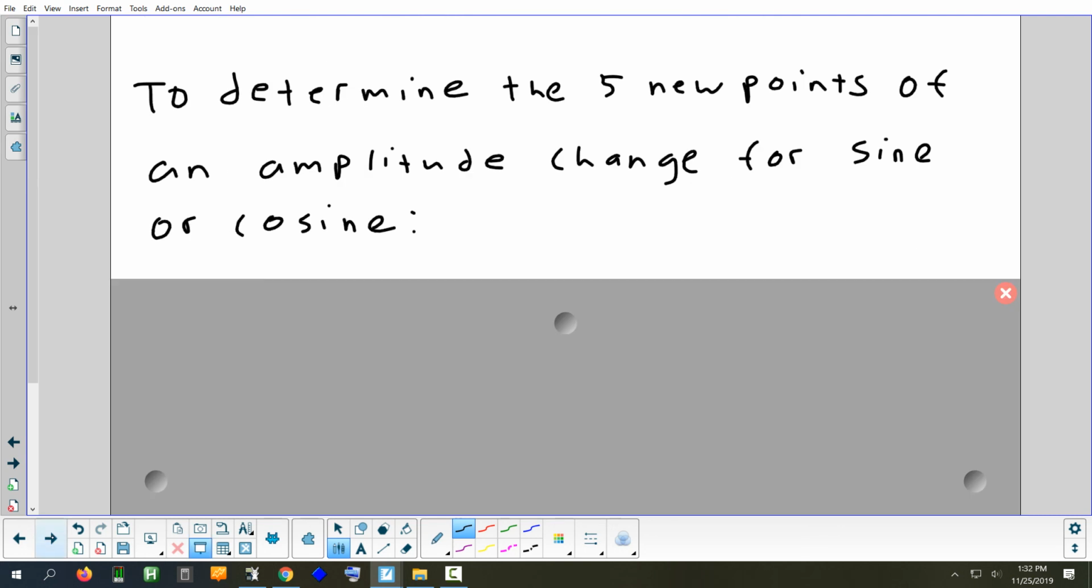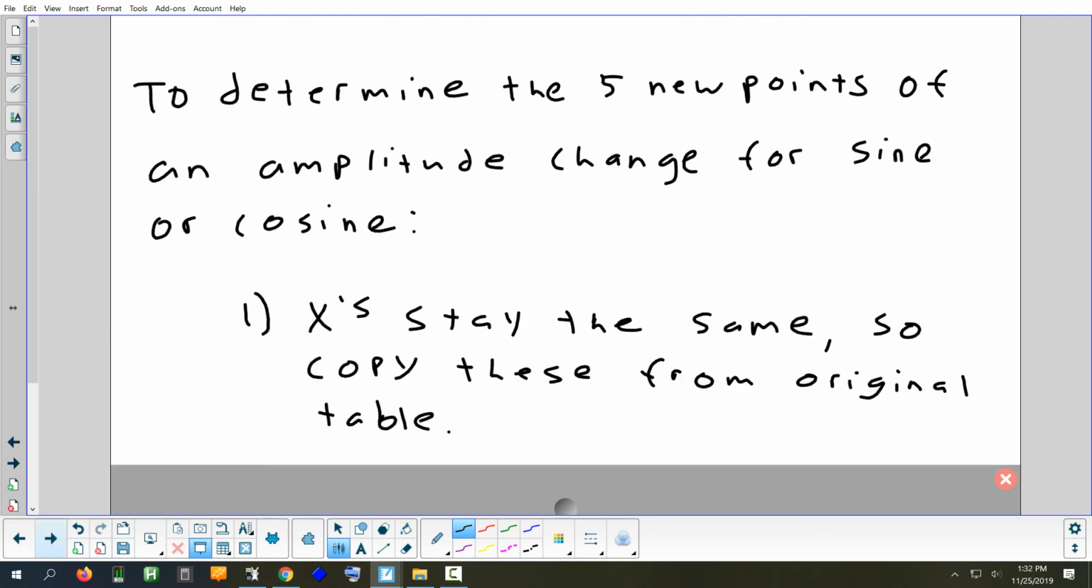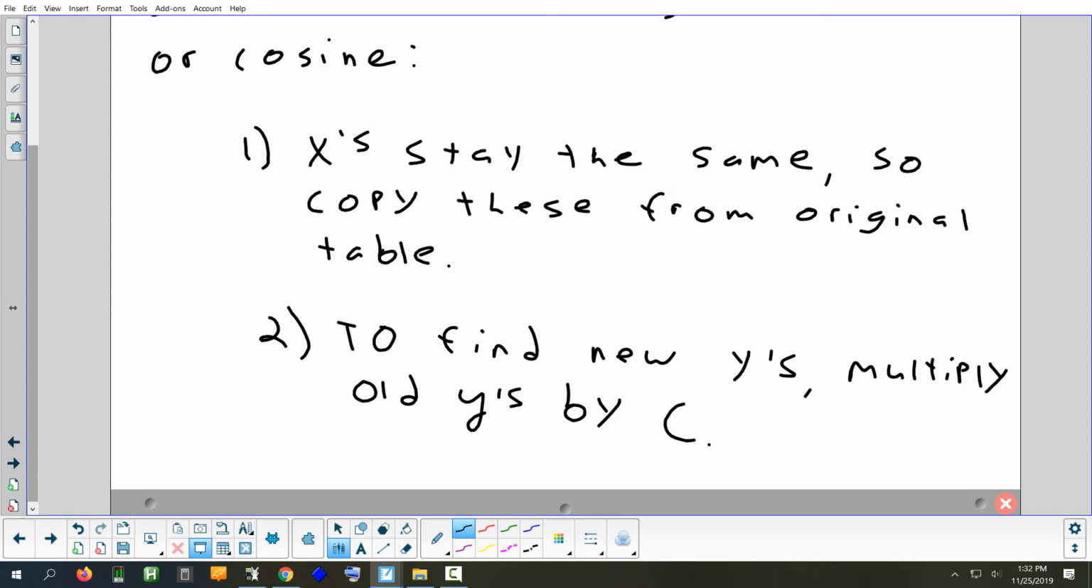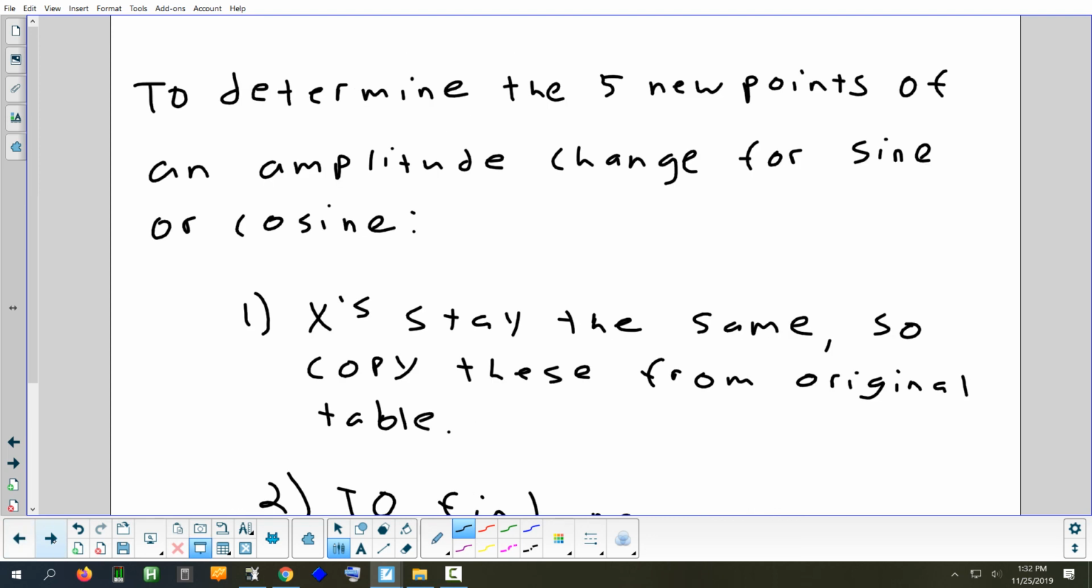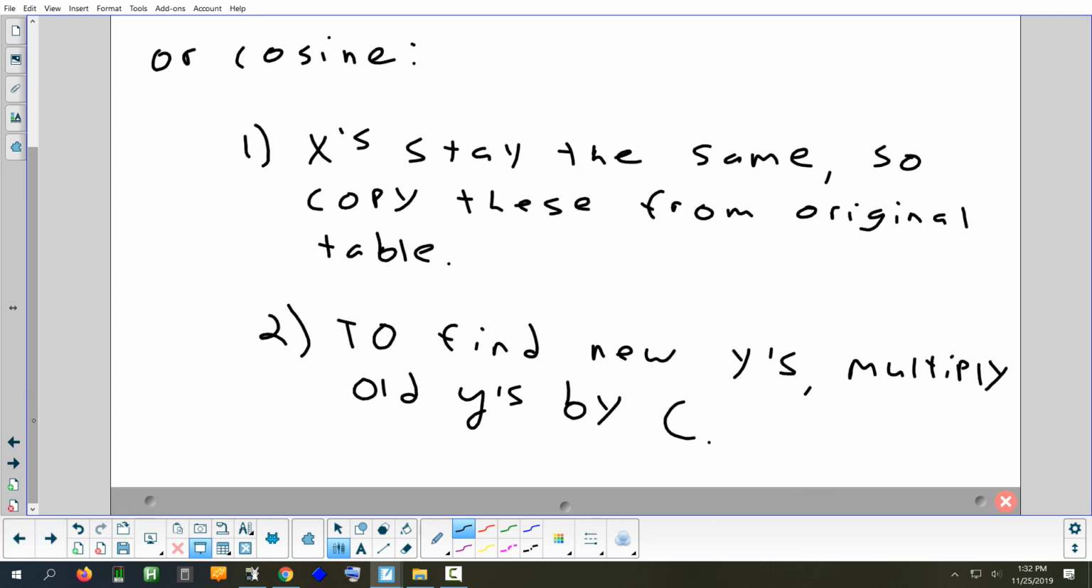That means I don't have to mess with any of the fractions with pi. So copy the x's down from the original table. Now, to find the new y values, take the number that's in front. Do not use the absolute value of it. Because if there's a negative, that's important. That changes the graph. So take the value that's in front and multiply all the old y values by the number in front. If it's positive, use it as a positive. If it's negative, use it as a negative.